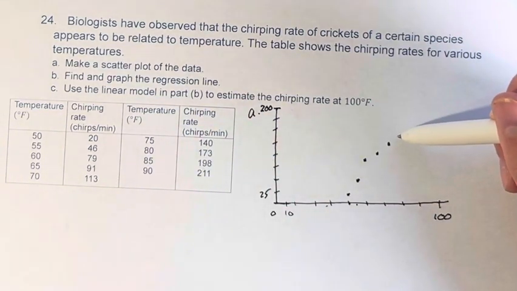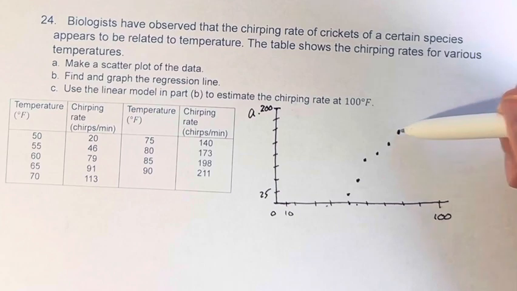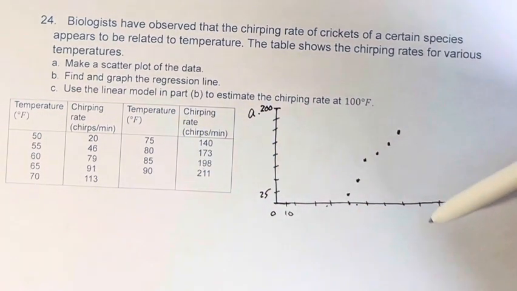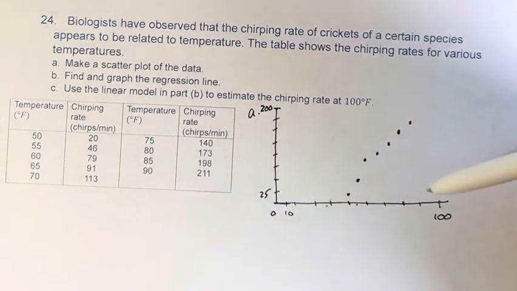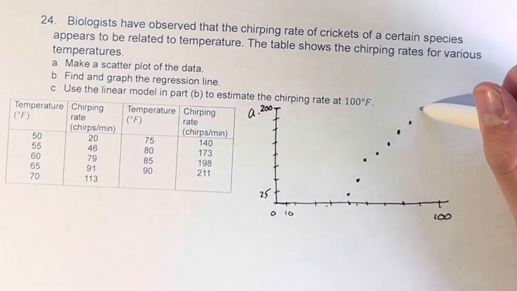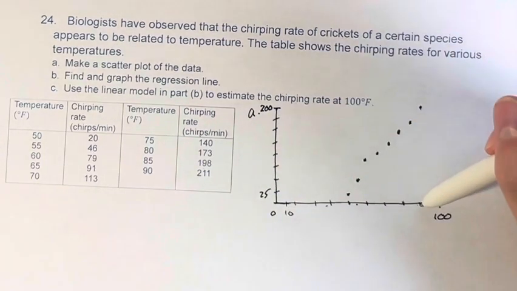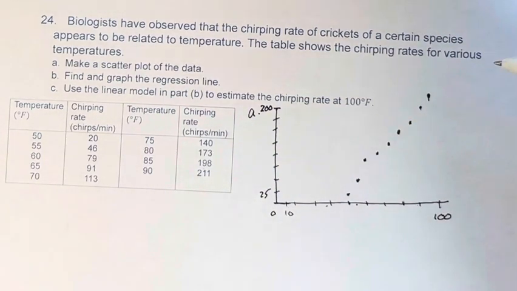75 is at 140, just right there. 80 is at 173. 85 is at 198, so right under 200. And 90 itself is at 211, a little bit off the chart.